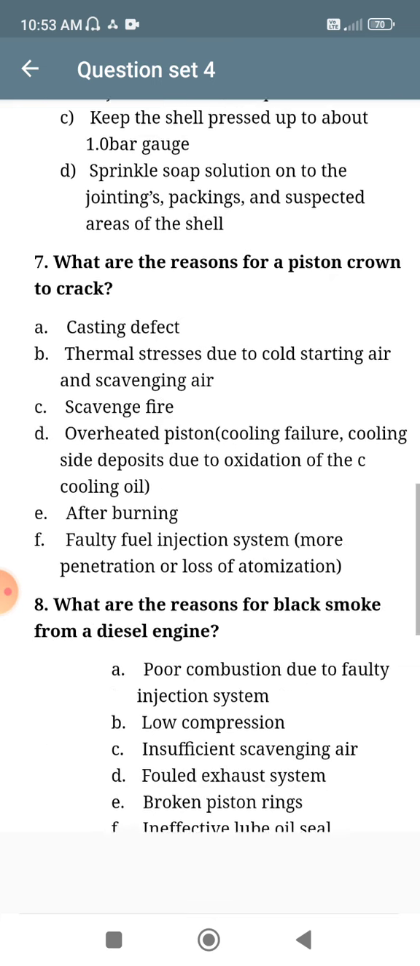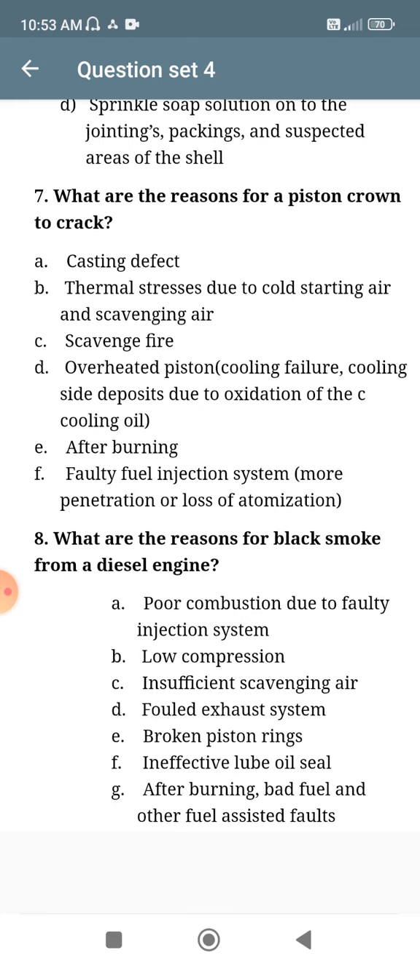Okay. Then what are the reasons for a piston crown to crack? The reasons are casting defect, thermal stress due to cold starting air and scavenge air, scavenge fire, overheated piston, that is cooling failure, cooling space deposit due to oxidation of the cooling oil after burning, and faulty fuel injection system, that is more penetration or loss of atomization.